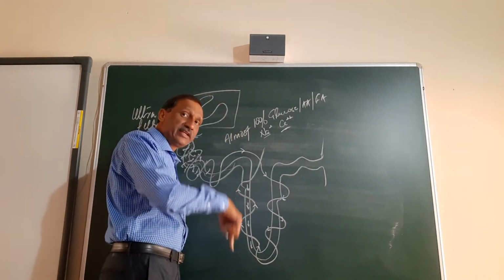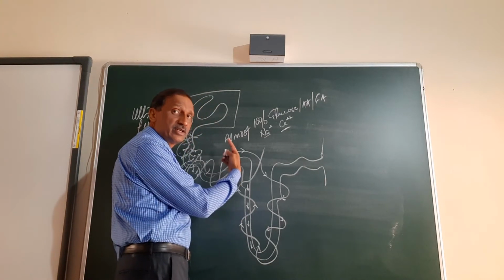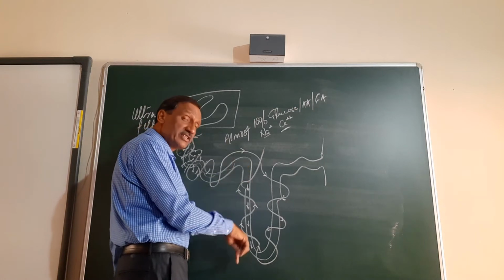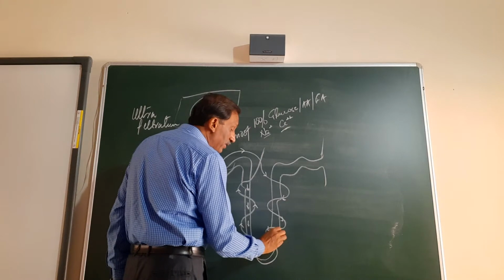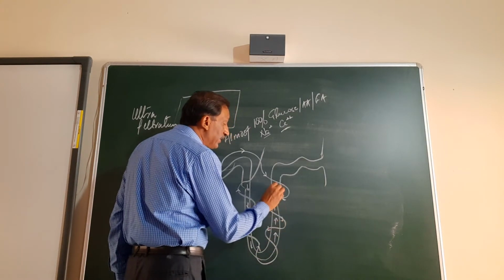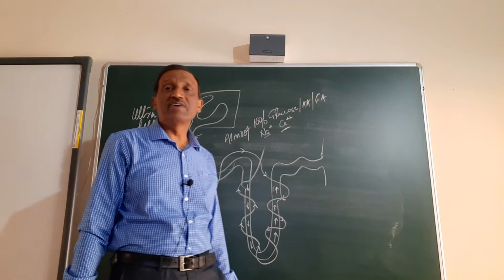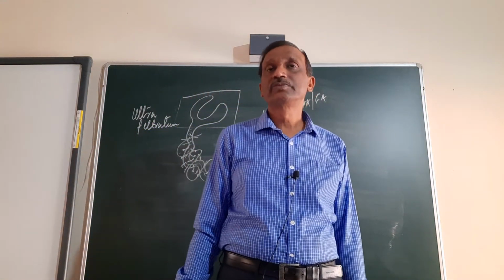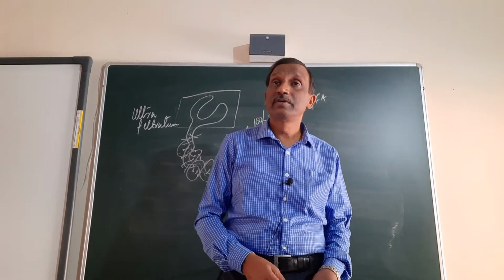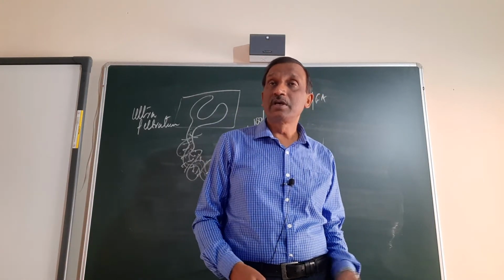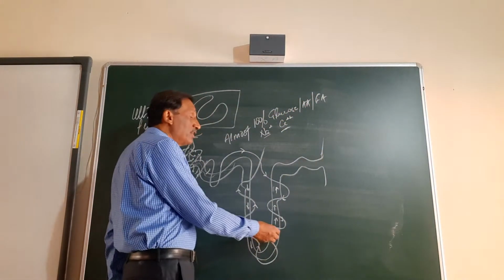The filtrate is in the ascending direction in the ascending arm, and the blood is descending. In the descending arm, the filtrate is descending and the blood is ascending. On this side, the filtrate is ascending and the blood is descending in the vasa recti. What does that signify? That is called counter current. Counter means against, current means flow. Against the flow.